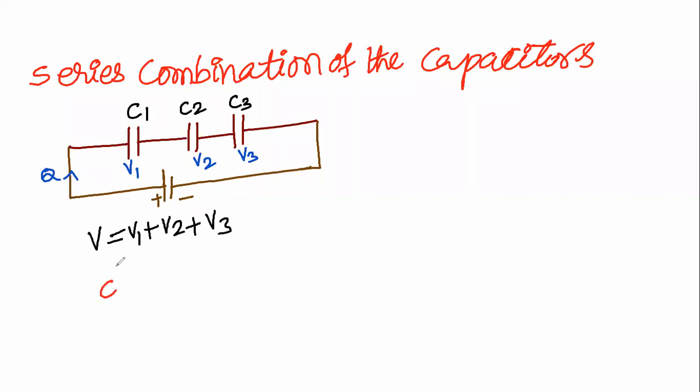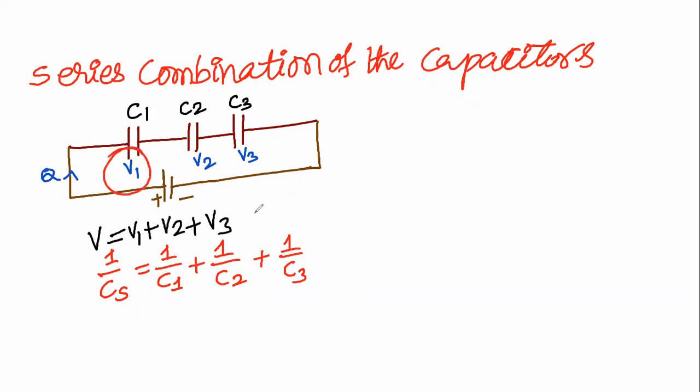Then the effective capacitance in the series combination will be 1 by CS is equal to 1 by C1 plus 1 by C2 plus 1 divided by C3. 1 by CS is equal to 1 by C1 plus 1 by C2 plus 1 by C3, like this. This is the pattern.